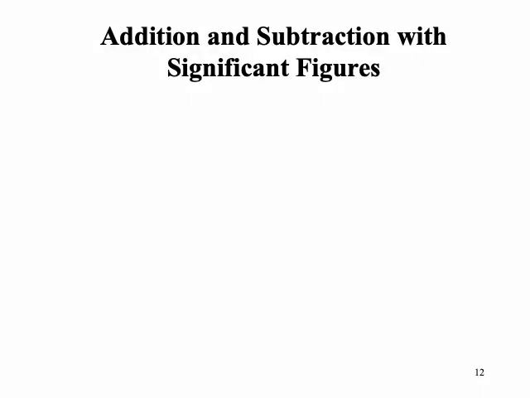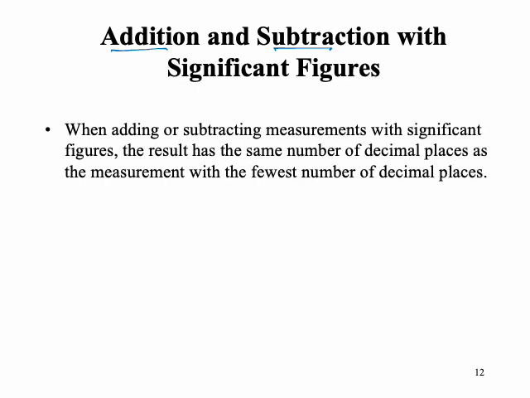The next rule that we talked about for sig figs is the second rule, which is addition and subtraction. If you're adding or subtracting any numbers, how do we count sig figs till the final step? It is not counted by sig figs. When adding or subtracting measurements with significant figures, the result has the same number of decimal places as the measurement with the fewest number of decimal places.